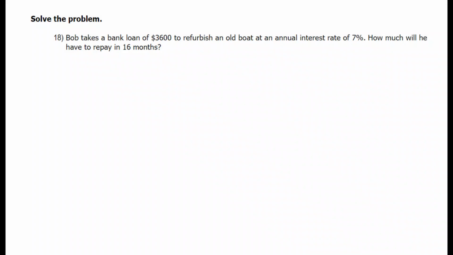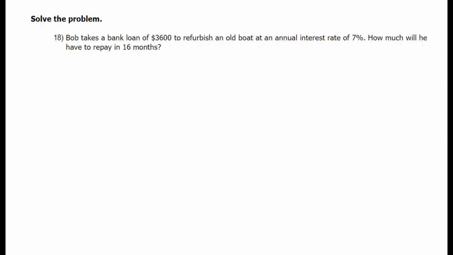18 says Bob takes a bank loan of $3,600 to refurbish an old boat that he has, and they're offering him an interest rate of 7%. How much will he have to repay in 16 months? Now, when I read that, you'll notice they didn't say use this formula. You've got to figure out which formula to use.